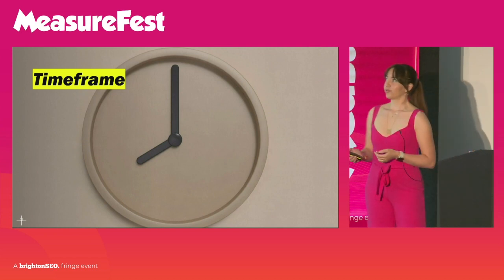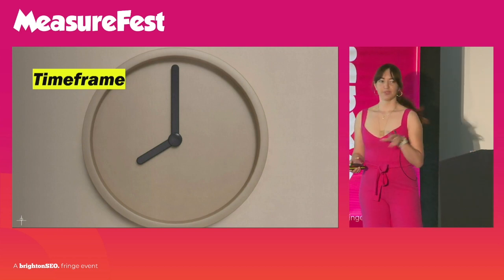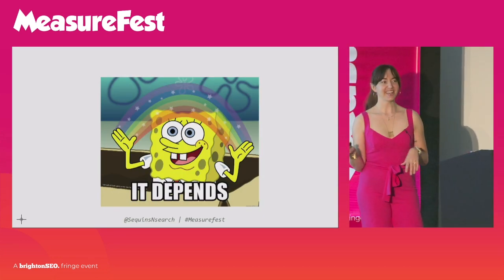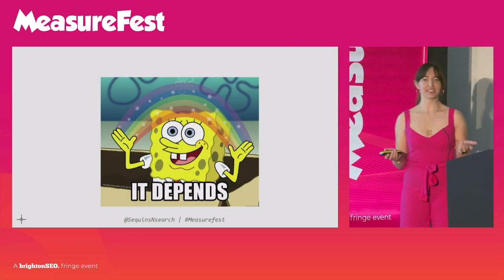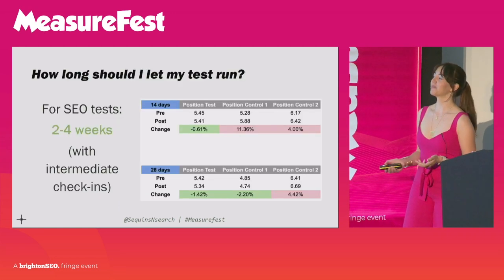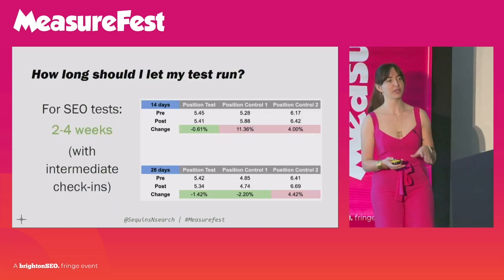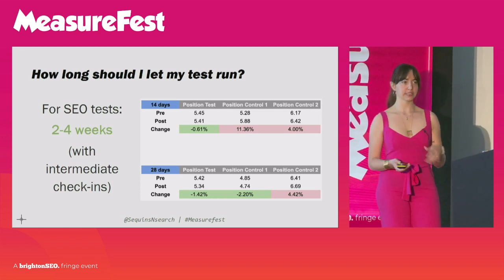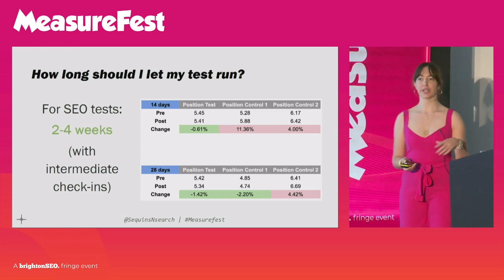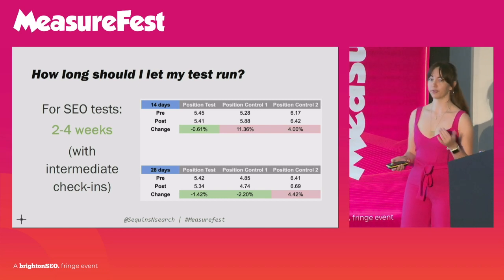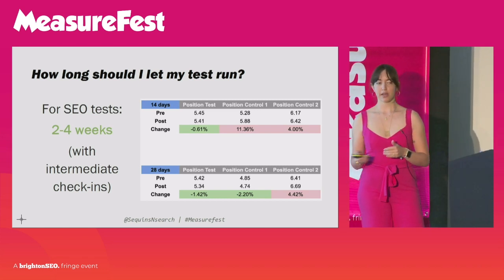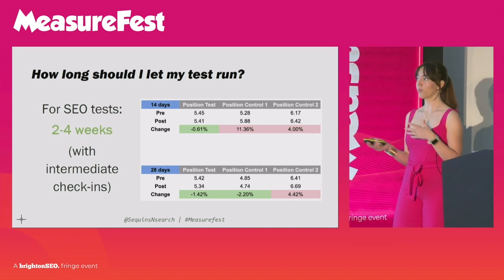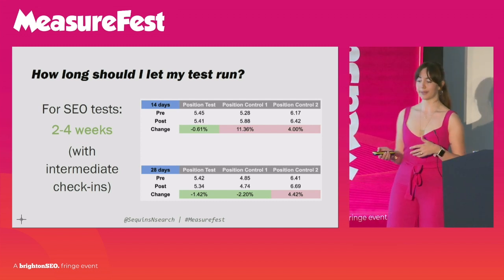Finally, we're getting to the time frame. I say finally, but I've got 2 or 3 more things, so we'll get there. Time frame, it depends on what kind of test you're running. But in general, what I recommend is to do it for 2 or 4 weeks, if it's an SEO test, with intermediate check-ins. The check-ins allow you to catch anything that's gone horribly wrong and revert the change in case. But the final check-in is the one that gives you the understanding of how much of an impact my test had.